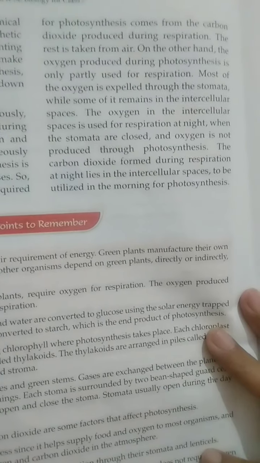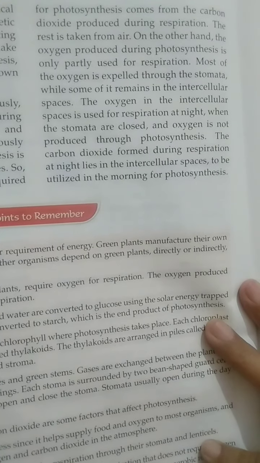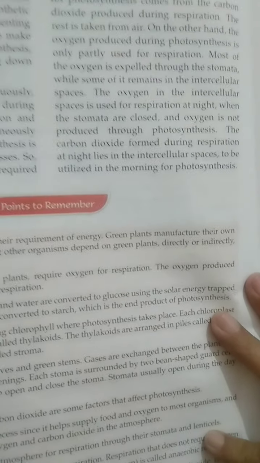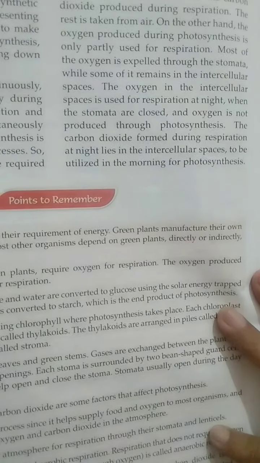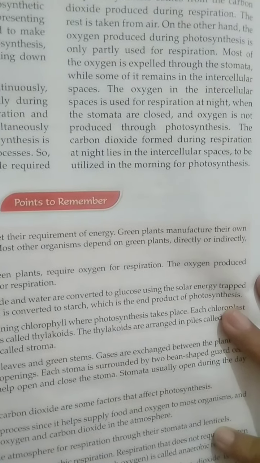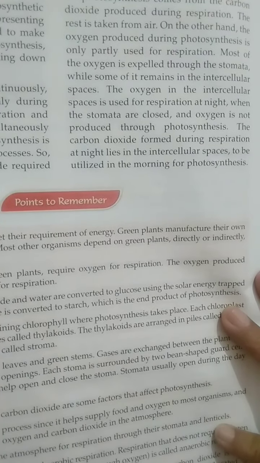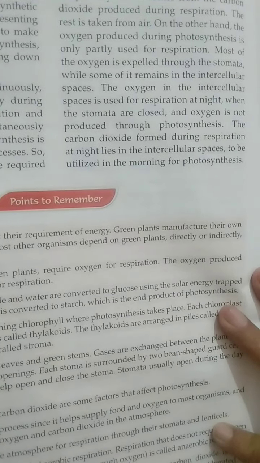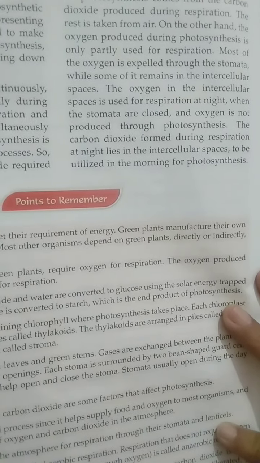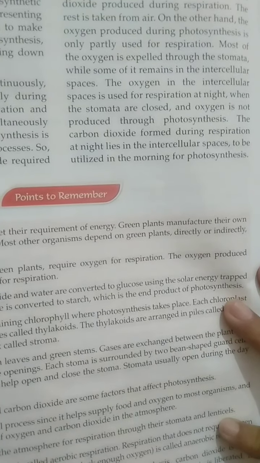On the other hand, the oxygen which is produced during photosynthesis is only partly used for respiration, and most of the oxygen is expelled out from the plant body through the stomata and enters the atmosphere. While some part of this oxygen still remains in the intercellular spaces. Intercellular spaces are the spaces which are present in between the cells.